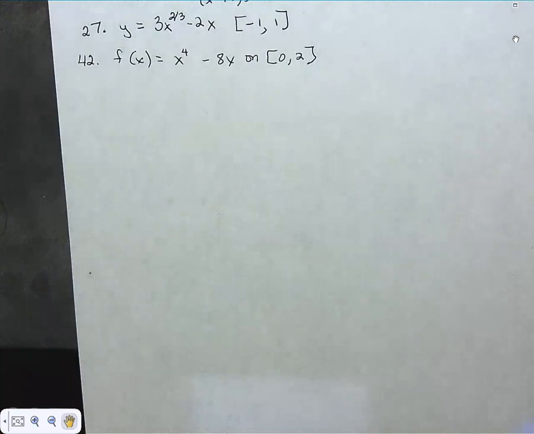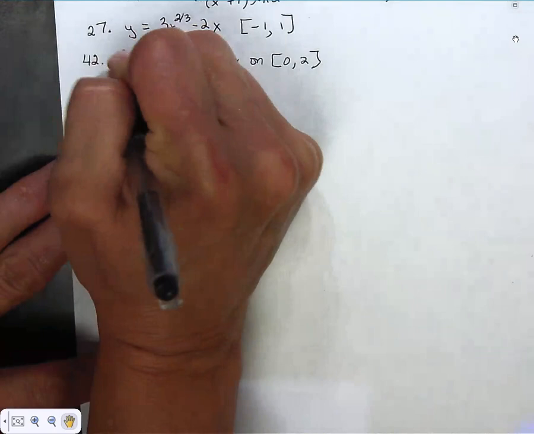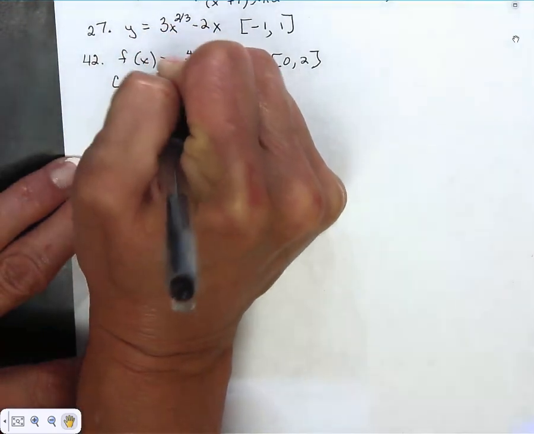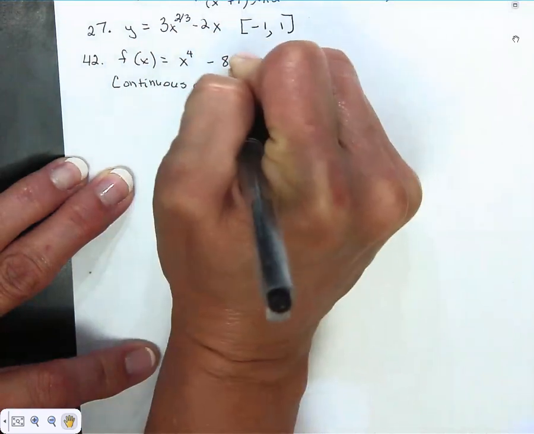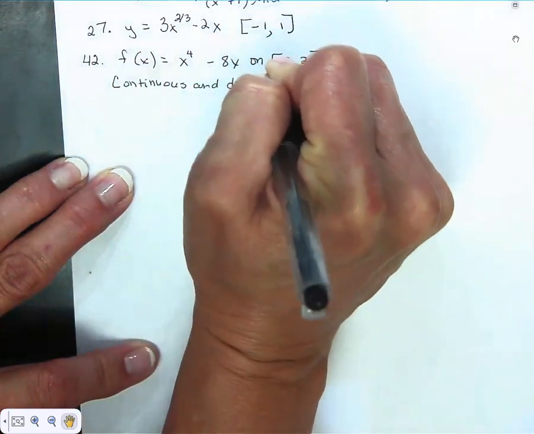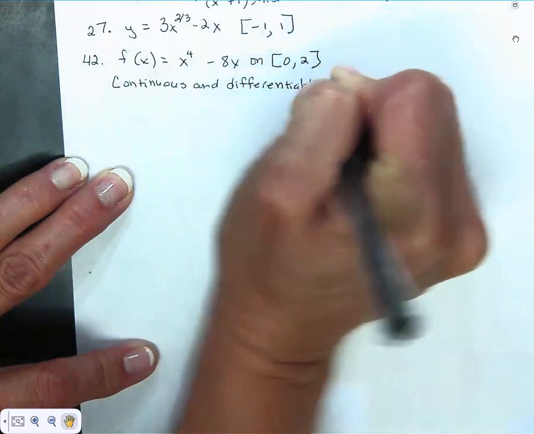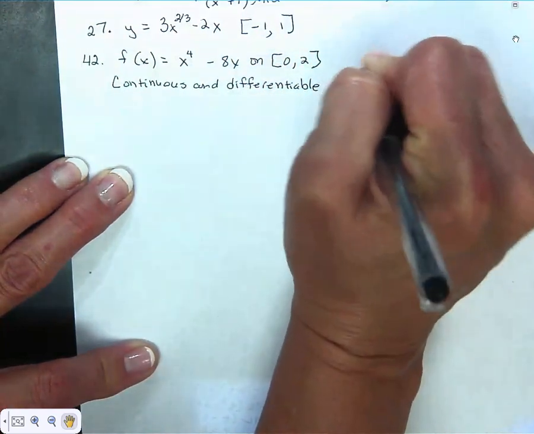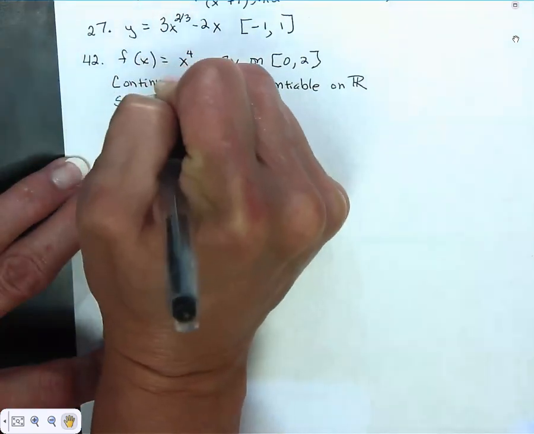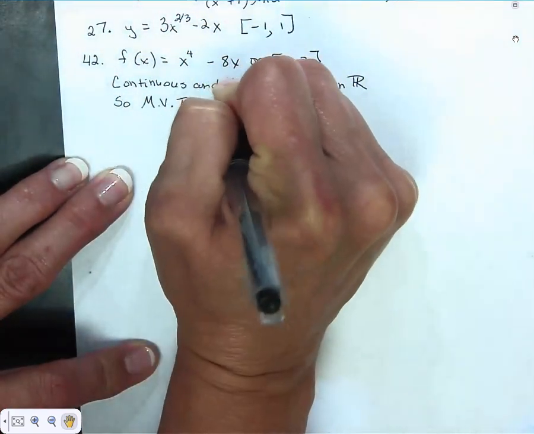Are the two conditions for the mean value theorem met? What are the two conditions? Continuous on the closed interval, that's continuous everywhere. Differentiable on the open interval, that's differentiable everywhere. So the mean value theorem applies. Continuous and differentiable on all real numbers, so the mean value theorem applies.